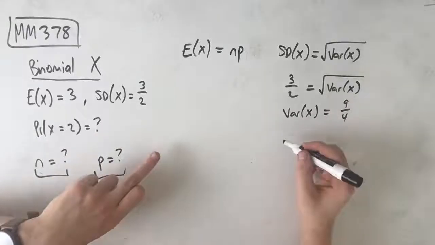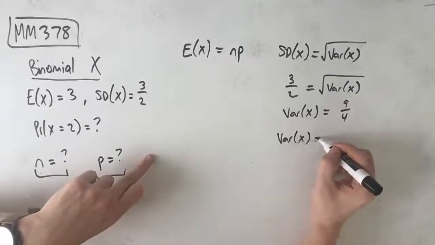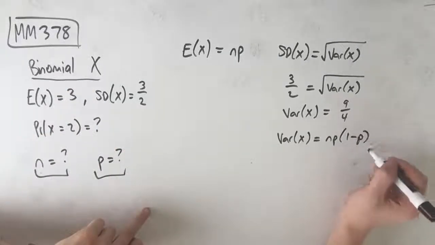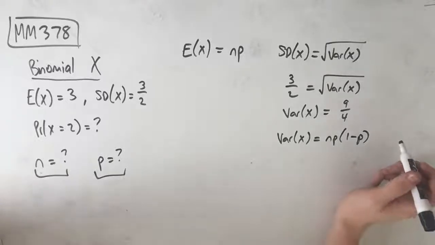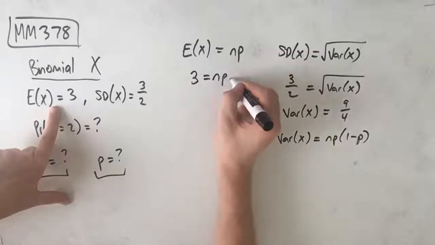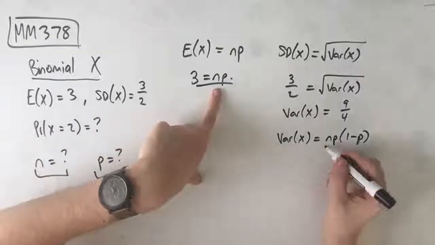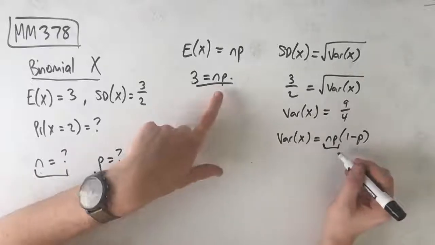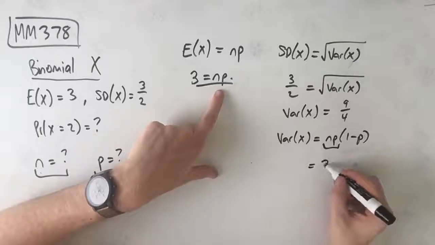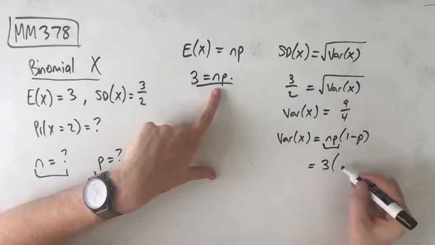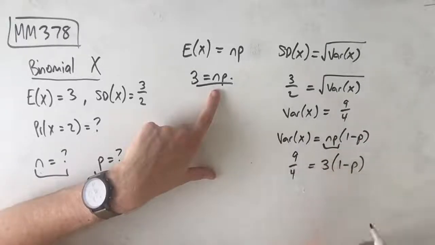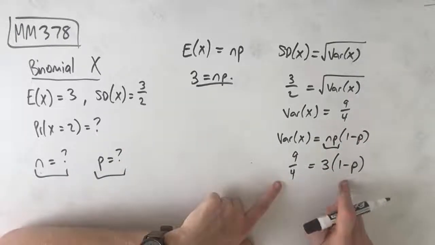Now, we also know that the variance of X in a binomial distribution is given by np times (1 minus p). The question tells us that E(X) is equal to 3, which means that 3 equals np. Now, np is this section here, and it's the same as this np up here, which means that the variance of X is equal to 3, because I've just replaced np with 3, times (1 minus p), and our variance is 9 on 4. So now we can use this to figure out our p value.